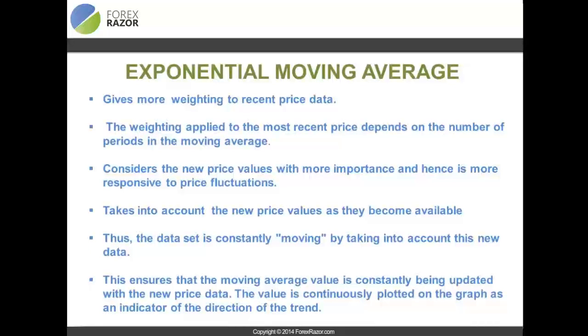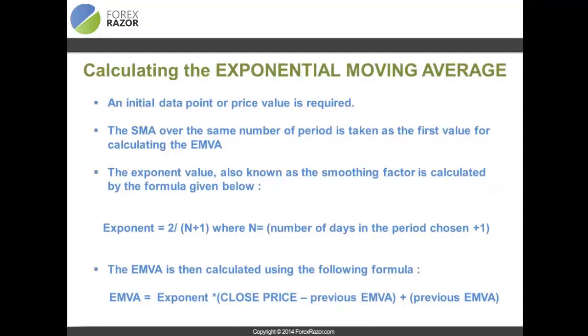Just like the simple moving average, the exponential moving average considers the new price values as they become available. Thus, the data set is constantly moving by taking into account this new price data. The value is then continuously plotted on the graph as an indicator of the direction of the trend. Let's look at an example for calculating the 10-period exponential moving average using the close price.